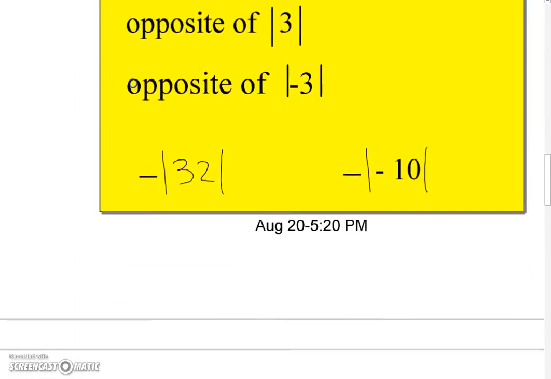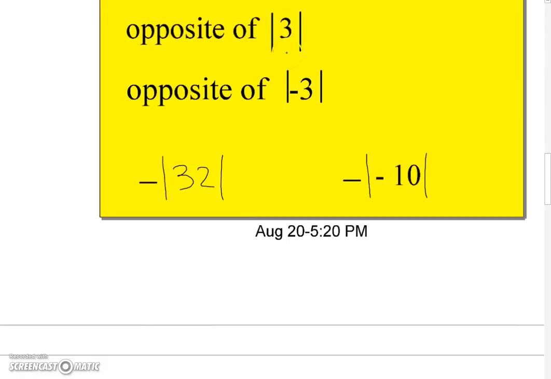What is the opposite of the absolute value of 3? What is the opposite of the absolute value of 3? Well, to be able to determine this, you first have to know what the absolute value of 3 is. So I'm going to cross out 3 and say the absolute value of 3 is 3. It's 3 spaces away from 0. So then read the question again. So what's the opposite of 3? Oh, well, that's -3.